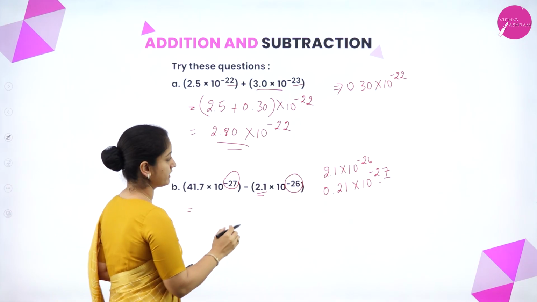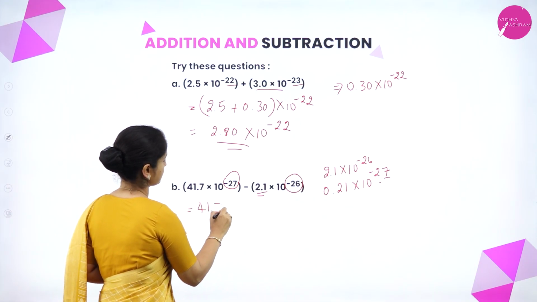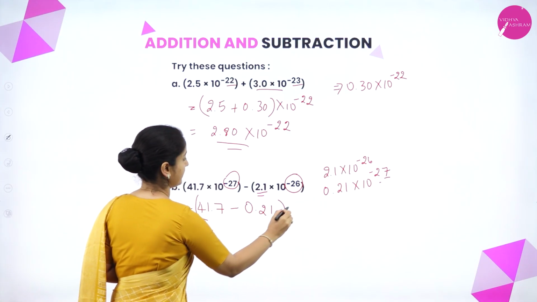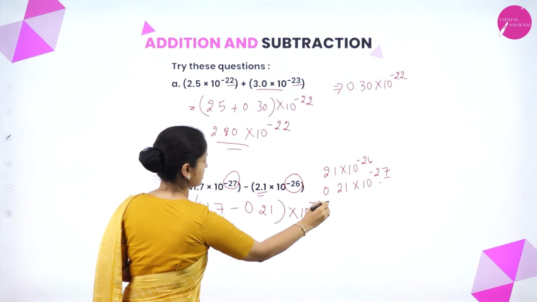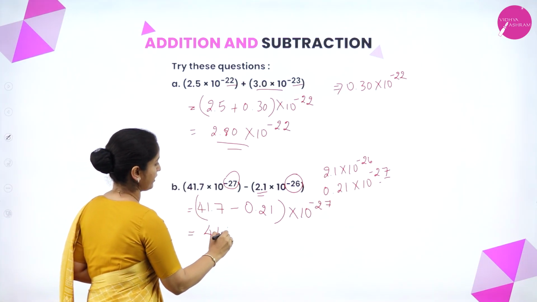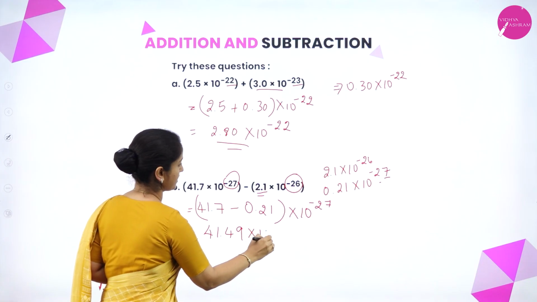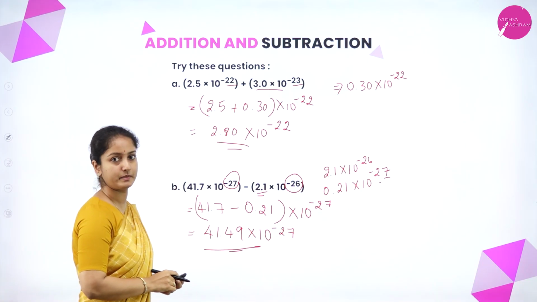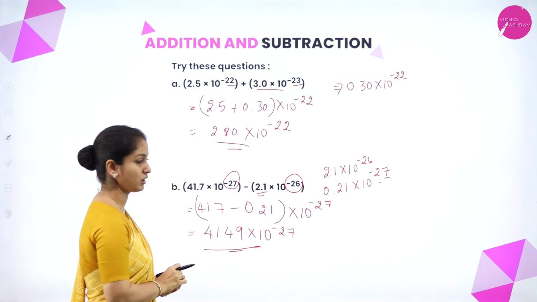Now we'll try to solve it. 41.7 minus 0.21 into 10 power minus 27. So the answer is 41.49 into 10 power minus 27. So this is the answer. Please check your answer whether it is correct or wrong.